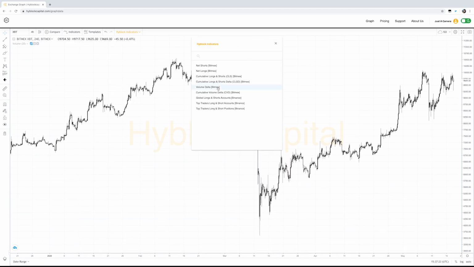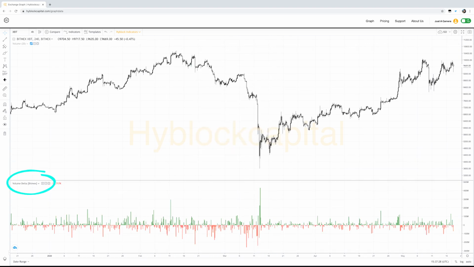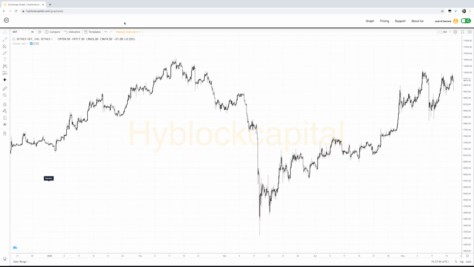So here we have the volume delta, and the volume delta is basically market buy minus market sell. Again, so these taker positions. And we can see on the axis here, we have negative numbers and positive numbers. Obviously, we're looking for those spikes. And so the volume delta can be used in confluence with some of the other things that Hyblock offers. But let's just keep powering through these.